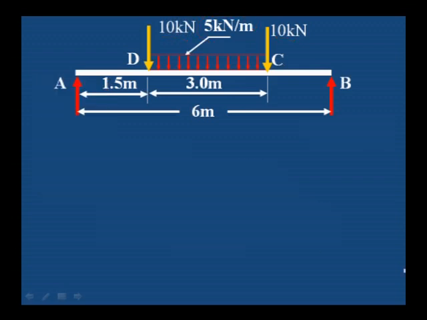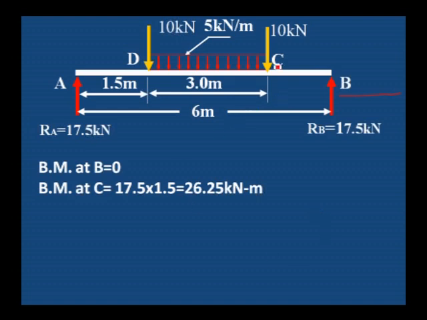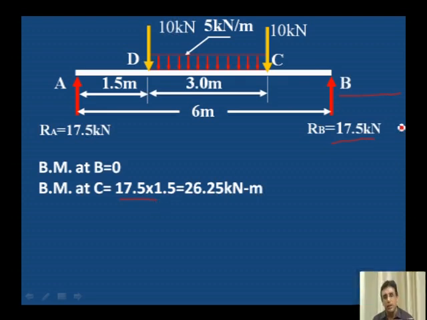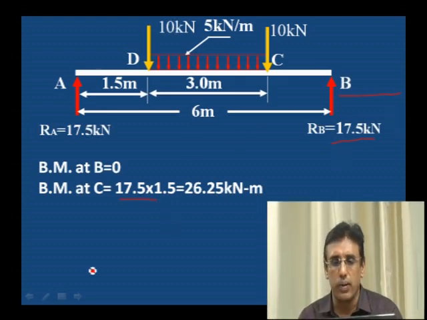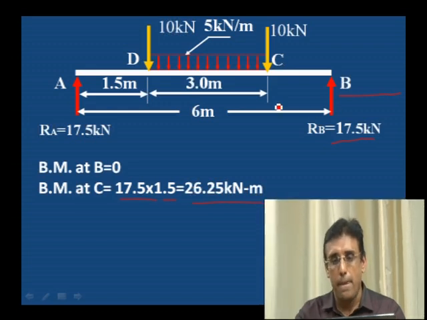Next, bending moment. Bending moment at B is 0. Bending moment at C: the load is the RB value, 17.5, which produces an anti-clockwise moment, that is why it is positive. 17.5 into the distance from C to B, which is 1.5. Therefore, 26.25 kilonewton meter is the bending moment at C.